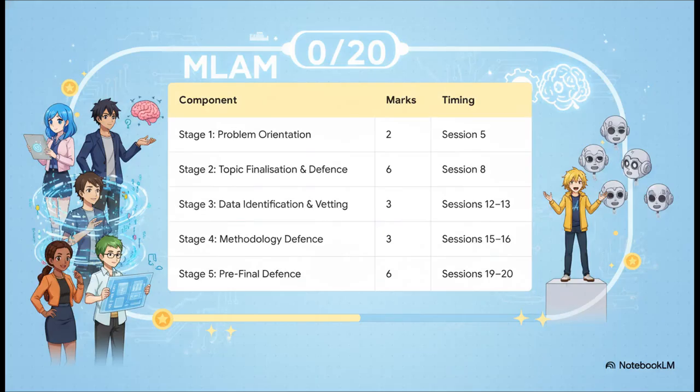And check this out. This shows exactly how you're graded along the way. The first 20 marks of your capstone are tied directly to these stages. So you literally get points for doing the work at each step. 2 marks for just getting the problem oriented, 6 big ones for finalizing your topic, a few for identifying data, and so on. Each one of these is a little win, a rewarded milestone. It's designed to make sure you're on the right track, way, way before any final deadline ever looms.